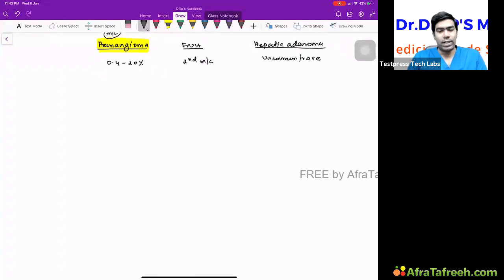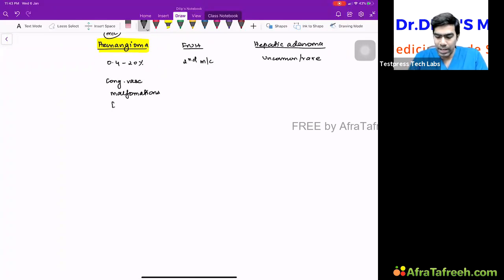Next, coming to the etiopathogenesis. So what is the pathogenesis and what is the reason for development of these tumors? We know hemangioma arises due to some congenital vascular malformations. And in that, there is one small MCQ point. Basically, these vascular malformations enlarge into tumor by something called ectasia and not hyperplasia.